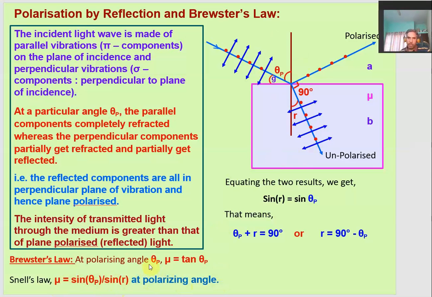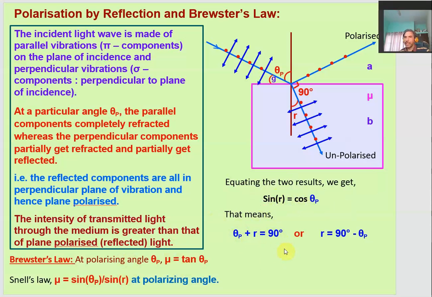Now both Brewster's law and Snell's law talk about the refractive index of the same medium, so we can equate these two. On the right-hand side we can write tan theta p as sine theta p upon cos theta p, and when we equate the two equations, sine theta p cancels out from both expressions. So we get sine r equal to cos theta p. This result is possible only when these two angles are complementary to each other. Therefore we conclude that the polarizing angle plus the angle of refraction will always be equal to 90 degrees.